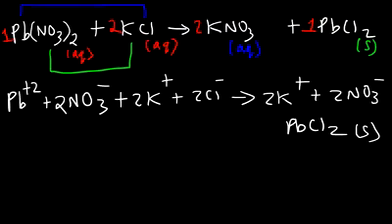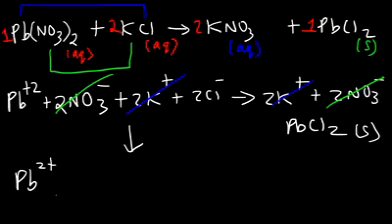Now the next step is to eliminate the spectator ions. What are the spectator ions in the total ionic equation? Can you identify them? The spectator ions are those that appear exactly the same on both sides. So potassium is a spectator ion. Nitrate is a spectator ion. Now what you have left over is the net ionic equation.